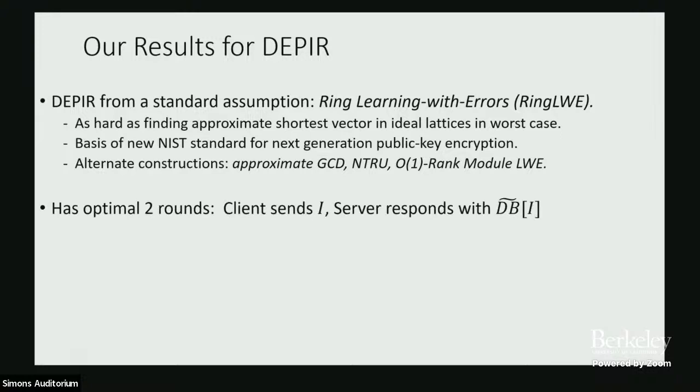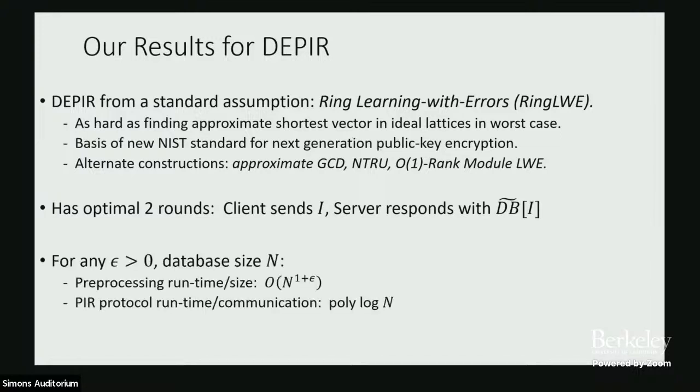The construction actually has a really nice structure. It only consists of 2 rounds. In the first round, the client just sends the set of indices it wants the server to look up in the data structure. And then the server just looks up the contents of the data structure at those indices. In terms of parameters, for any constant epsilon, if we have a database of size capital N, we have a scheme where the preprocessing runs in almost linear time, N to the 1 plus epsilon, and the runtime and communication complexity of the protocol, which is essentially the number of locations in the data structure the server has to look up, is just polylog N.